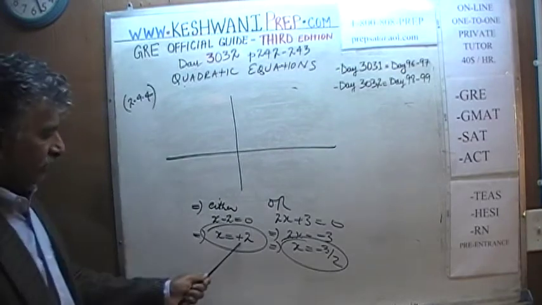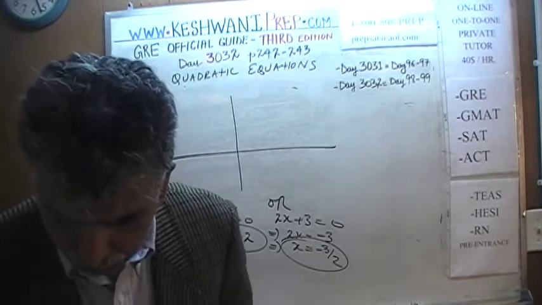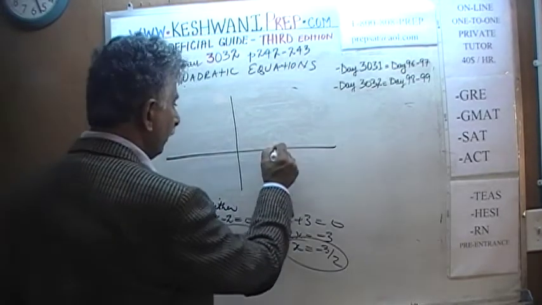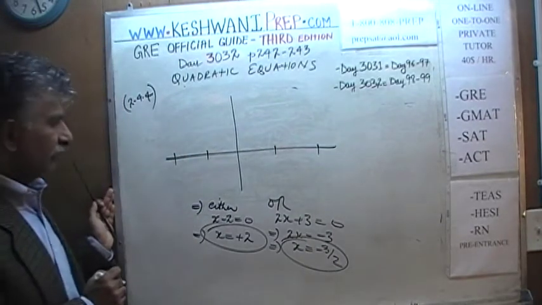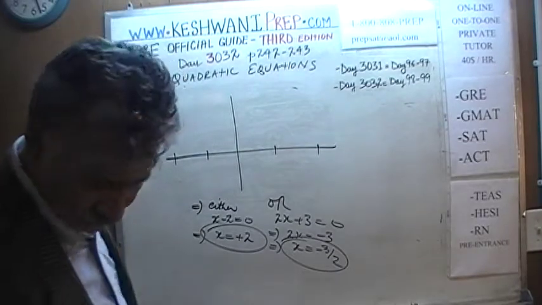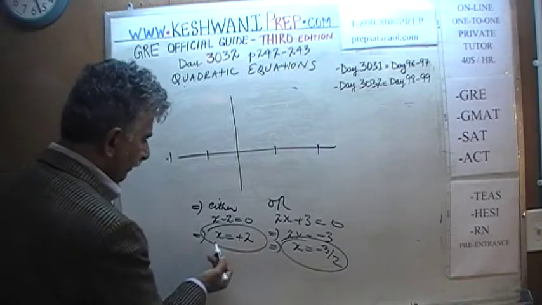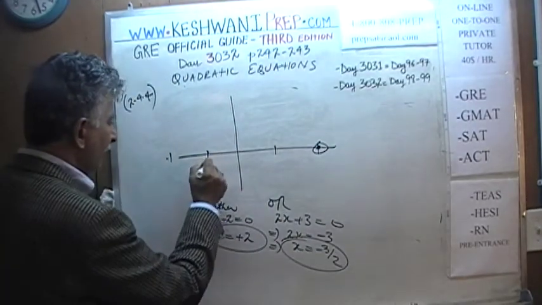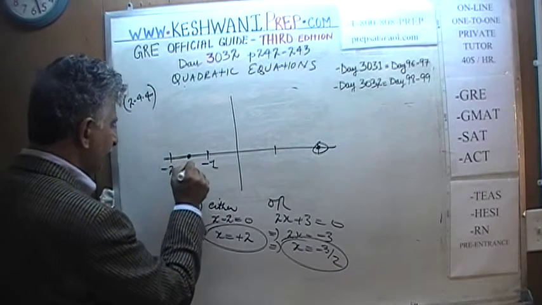So, x is equal to either positive 2 or negative 3 halves. Those are the x-intercepts. So here we go. Your scale has to be a little bit reasonable, as best as you can. So positive 2 is right here, and negative 3 halves. This is negative 1, this is negative 2, so right here in the middle is negative 3 halves.